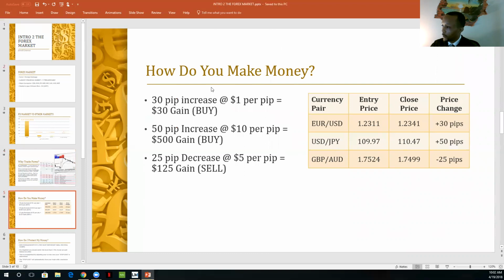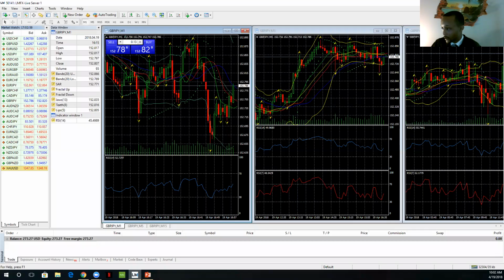So how do you make money on the Forex market? You make money by what I like to call price units, but they're literally called pips, P-I-P. So if you ever see somebody with a shirt on that says got pips, this is what they're talking about. You probably walk right past a day trader. So a 30 pip increase, if I'm trading at $1 per pip, would be a $30 gain. Let me show you what that looks like on the chart.